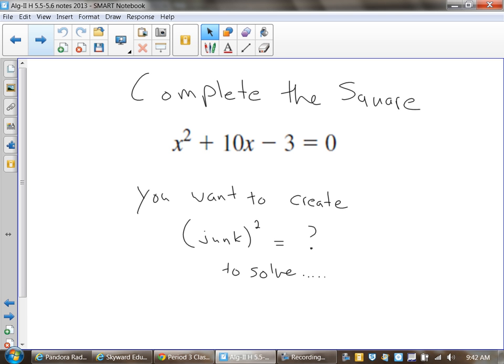So it's not factorable. So what you're going to do is create something that looks like junk squared equals something. You're going to create something that looks like section 5.3 or 5.4. When you had junk squared equals a number, you'd square root both sides and get your answers. So in order to do that, you have to do something called complete the square. There's a couple of steps to it. So here's how we do this.